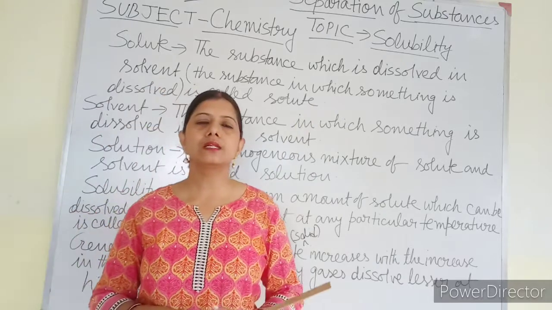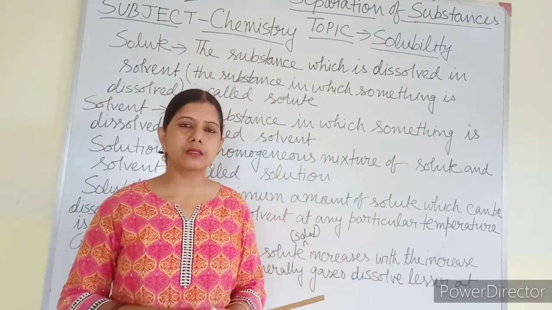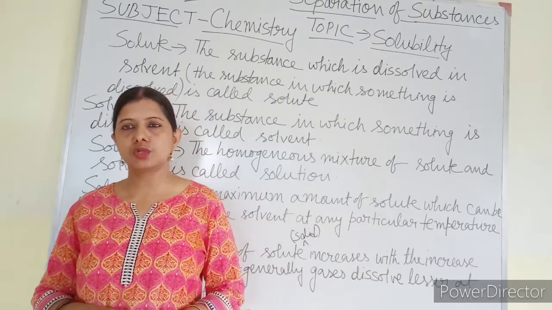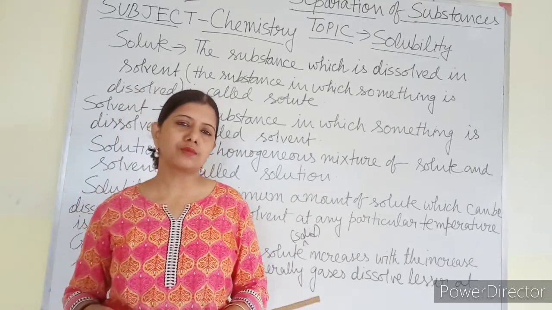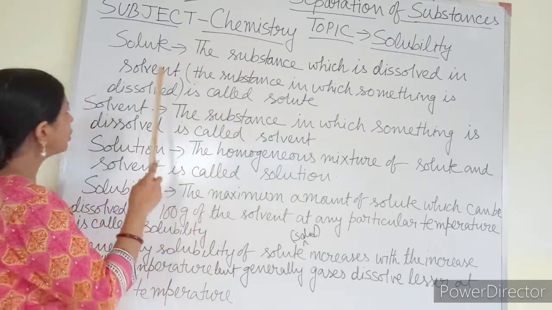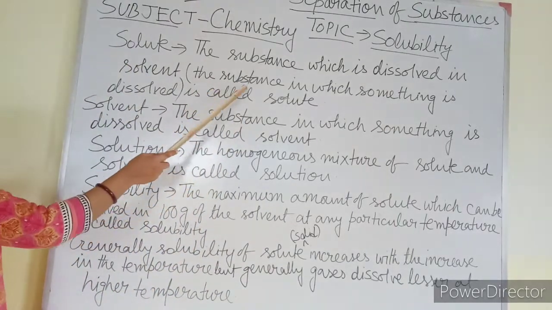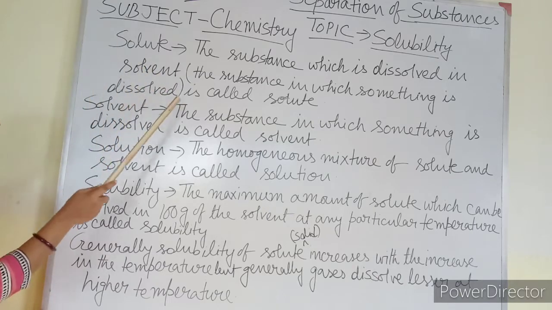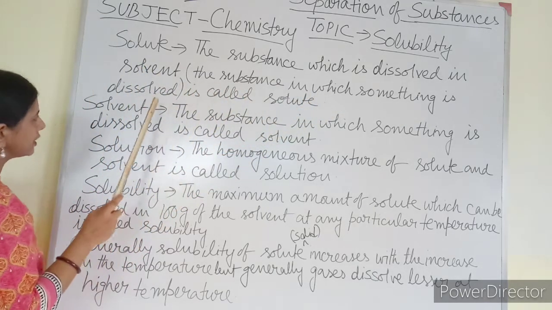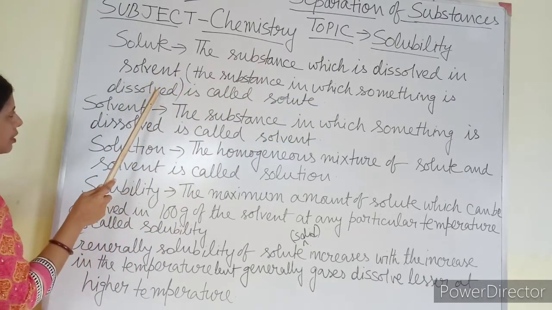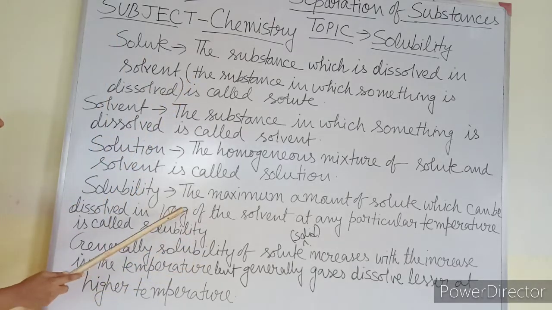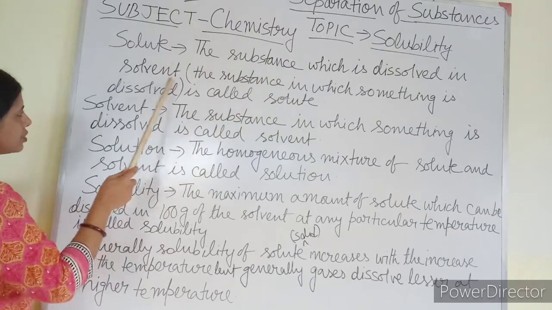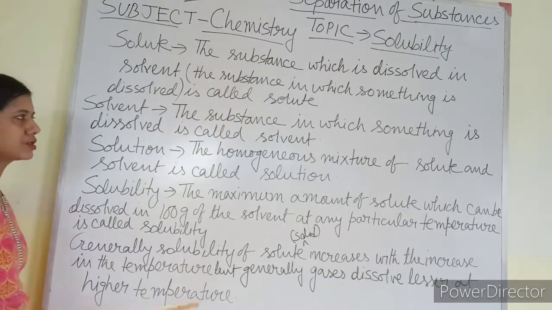Before solubility, you have to learn two or three terms: solute, solvent and solution. These are the terms that you have to learn. What do you mean by solute? The substance which is dissolved in a solvent is called solute. What is solvent? The substance in which something is dissolved is called solvent.